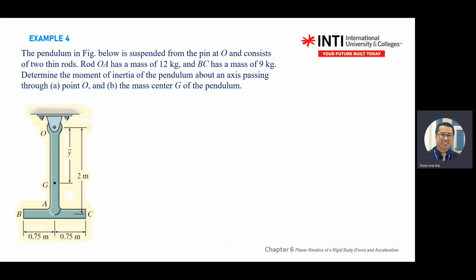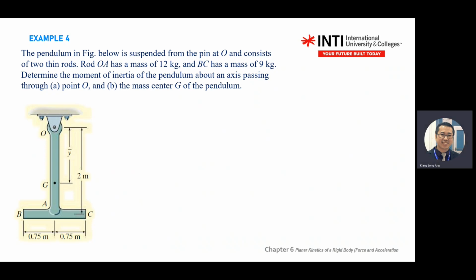Okay, so you're given the mass of each body. OA is 12, BC is 9. Determine the moment of inertia of the pendulum about an axis passing through. The question asks you two things. One, you calculate the moment of inertia passing through O.